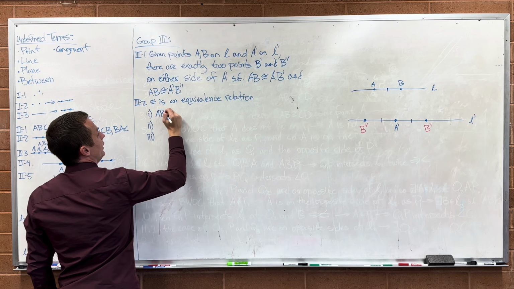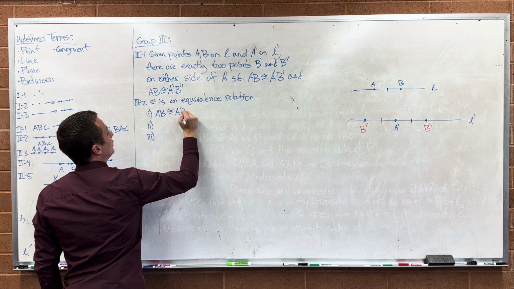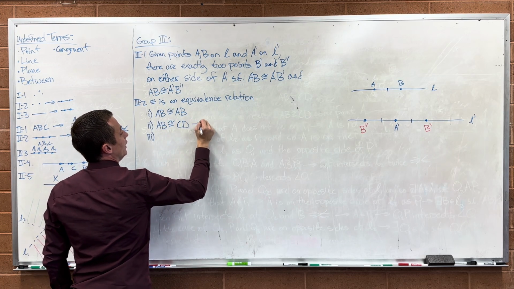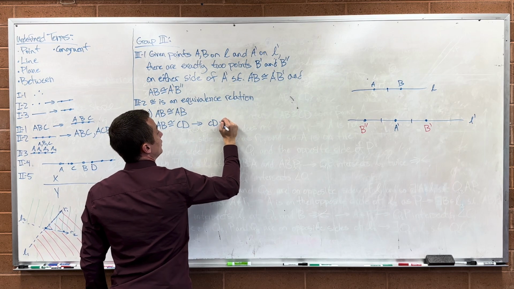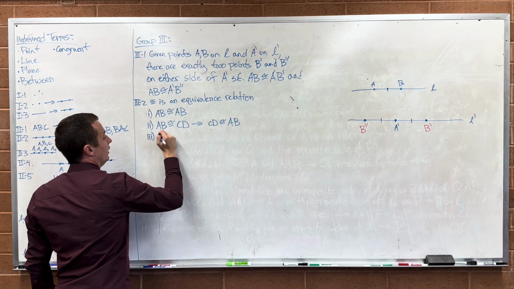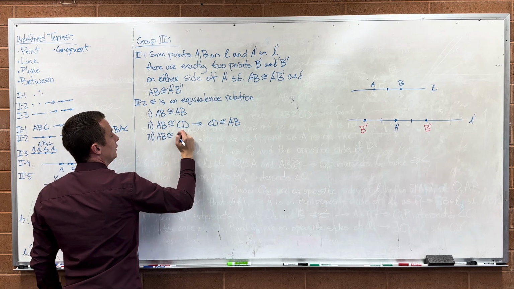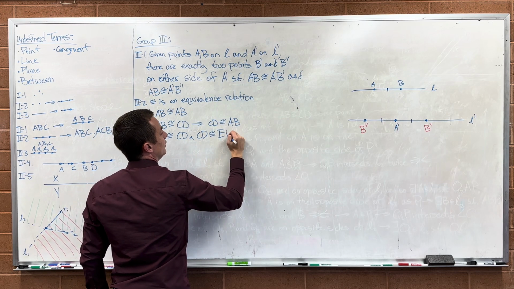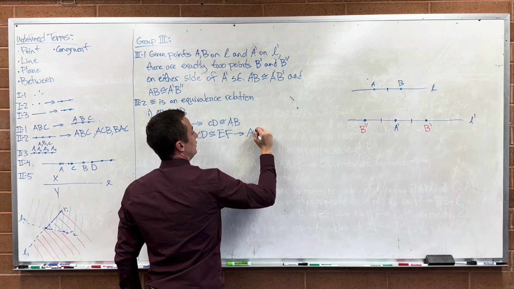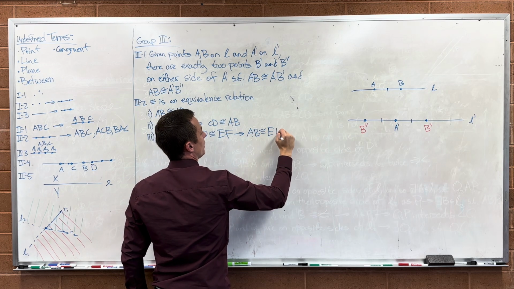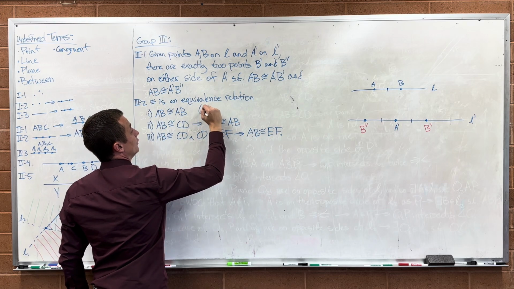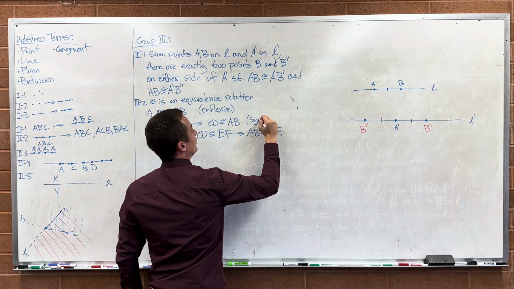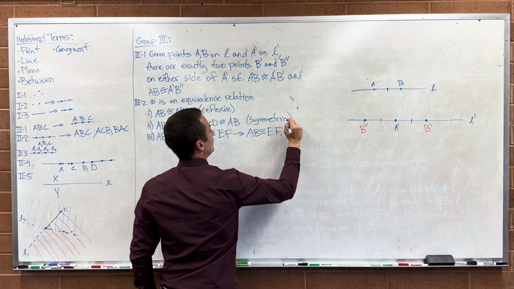So it's always the case that AB is congruent to AB. If AB is congruent to CD, that implies CD is congruent to AB. And if AB is congruent to CD and CD is congruent to EF, that implies AB is congruent to EF. We call this one the reflexive property. We call this one symmetric. We call this one transitive.